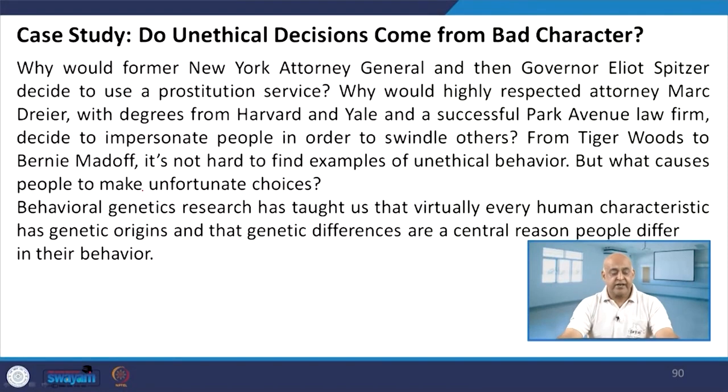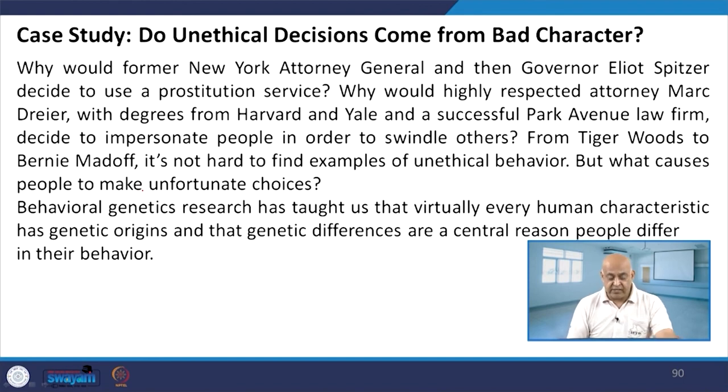This is the case study. Do unethical decisions come from bad character? The Attorney General and Governor Eliot Spitzer decided to use a prostitution service. Why would a highly respected attorney, Marc Dreier, with degrees from Harvard and Yale and a successful Park Avenue law firm, decide to impersonate people in order to swindle others? From Tiger Woods to Bernie Madoff, it is not hard to find examples of unethical behavior, but what causes people to make unfortunate choices?